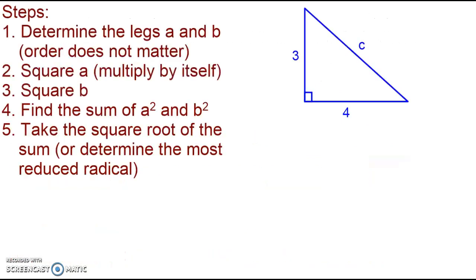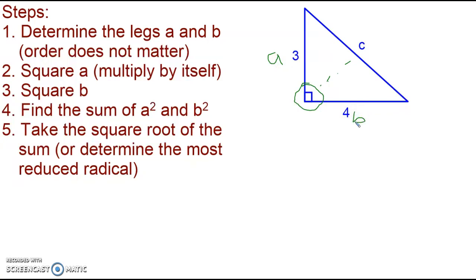So how do we find the sides? These are the steps. We need to determine the legs, A and B, and the order does not matter. The first thing I want to do is, when I see this triangle, look for that little 90-degree marker or something that shows me it is 90 degrees. I'm going to go across from that 90 degrees, and that's the hypotenuse, that is C. The other two legs, it does not matter which is A and which is B. I'm just going to make this one here A and this one here B.